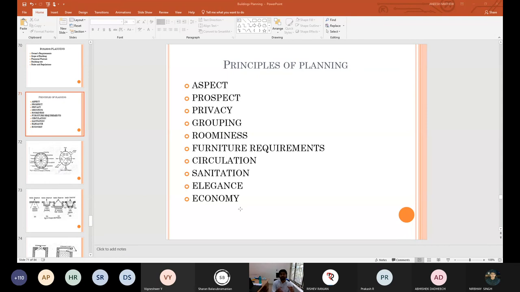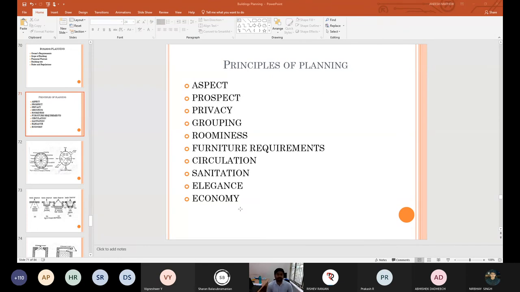You know that for any type of building, there are two types of cost. One is the initial cost. Another is the maintenance cost. Maybe the initial cost is high, but sometimes the maintenance cost will be very low. We always keep that initial cost, we provide the money, but we want our maintenance cost to be optimum. So that is very much important.